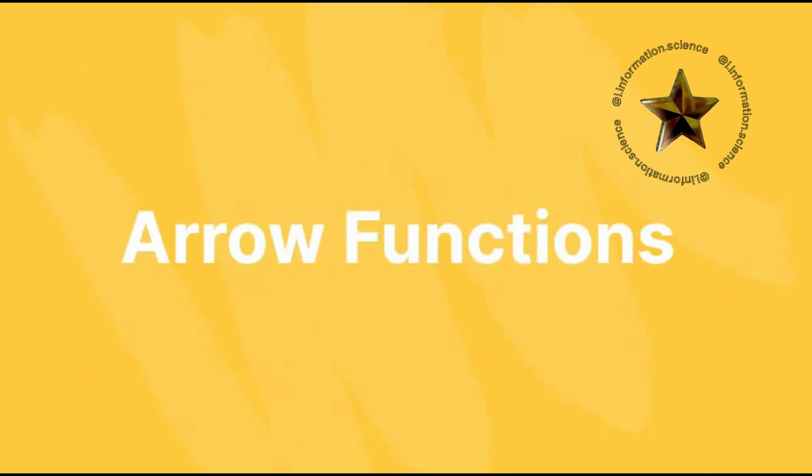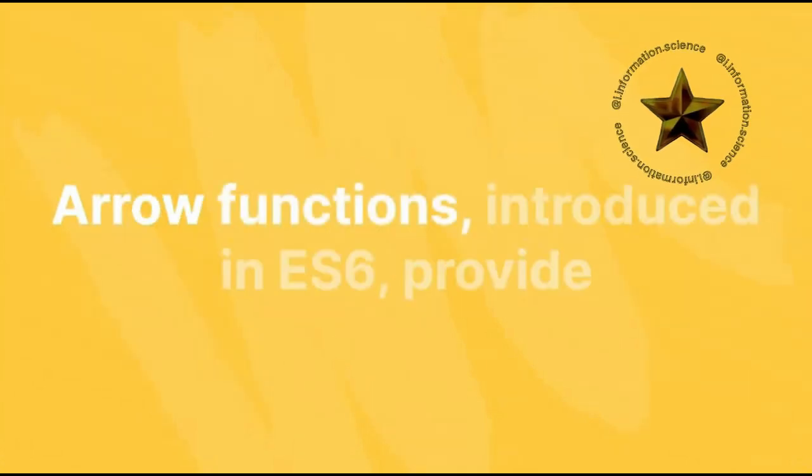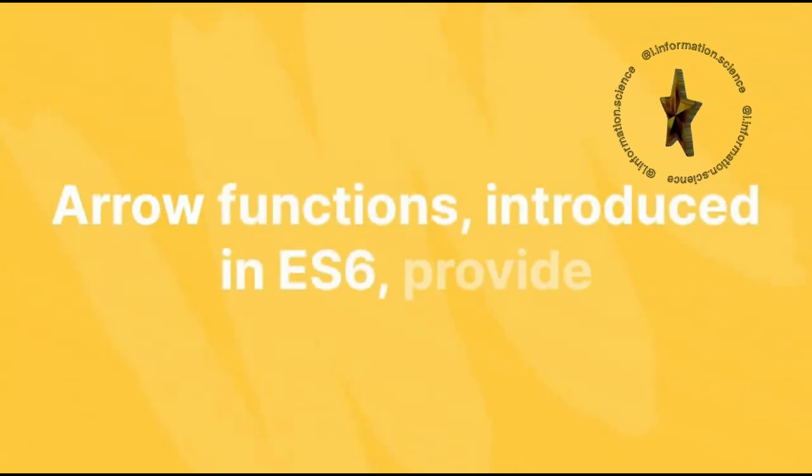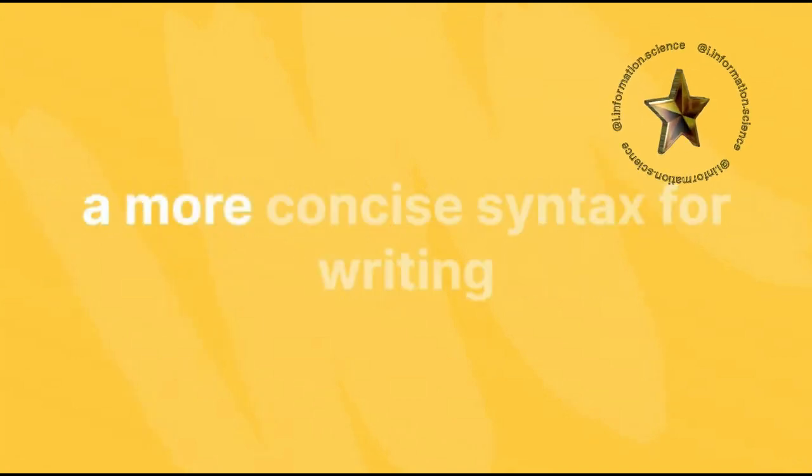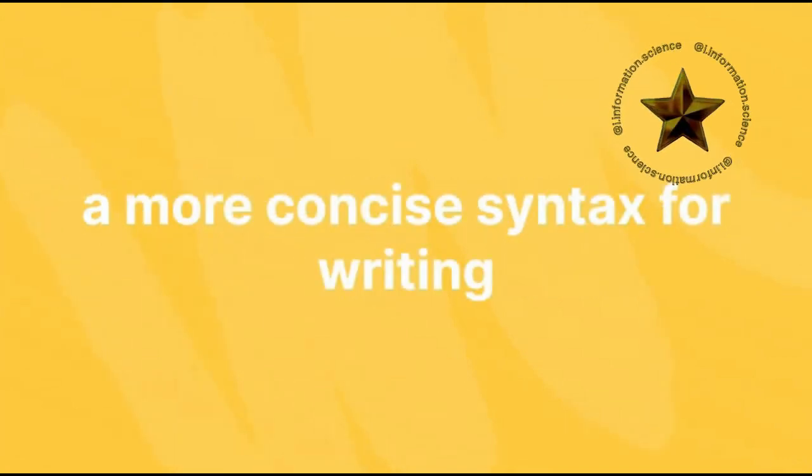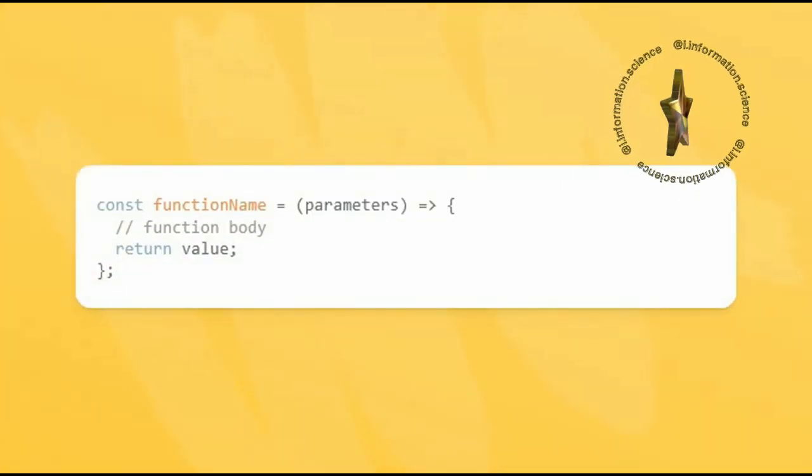Arrow functions. Arrow functions, introduced in ES6, provide a more concise syntax for writing functions. Arrow functions automatically return the result if the body is a single expression.